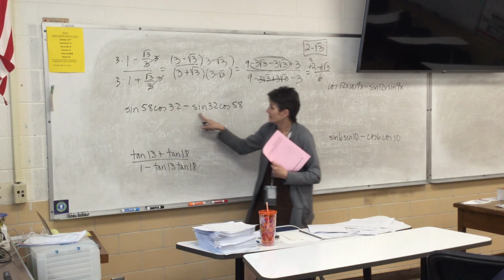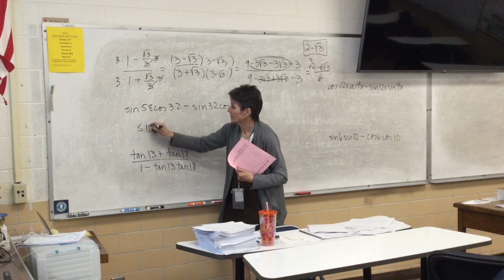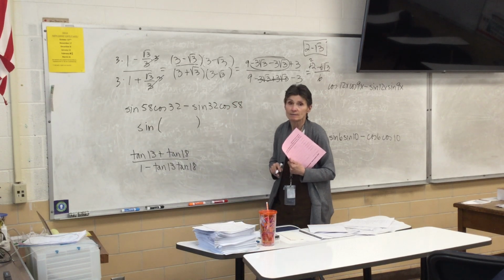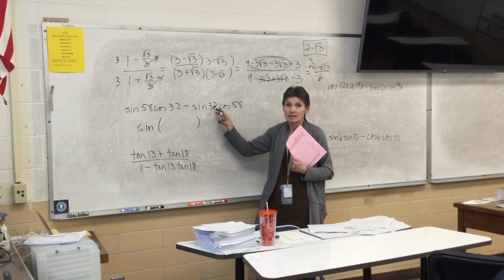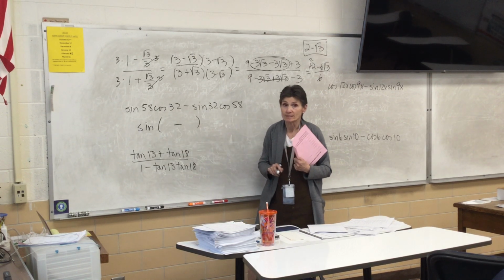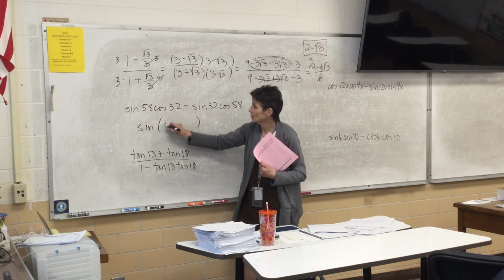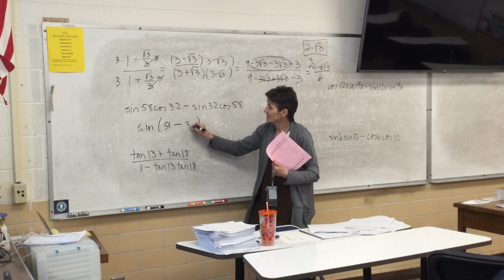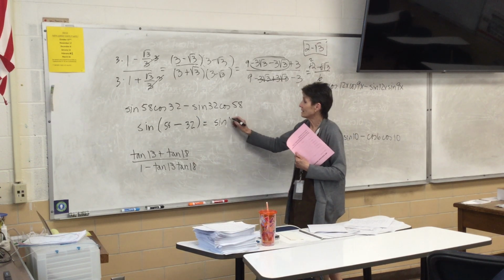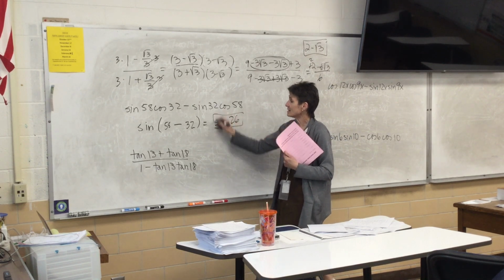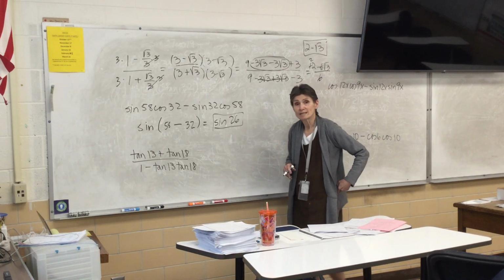So this right here, if you look on your colored sheet, is a sine formula. It is one of the sine formulas. And because it's sine cosine minus sine cosine, it's the difference one. It's the u minus v formula. Well, your u is 58, your v is 32, so this is just the sine of 26. That's the answer. This is a formula for the sine of 26.